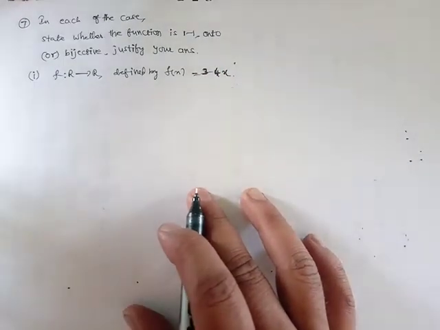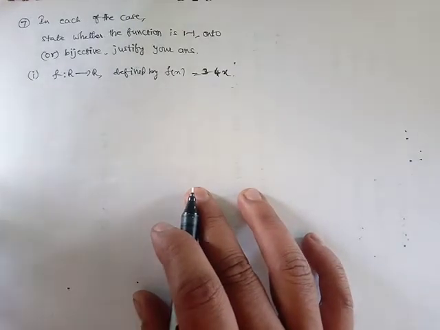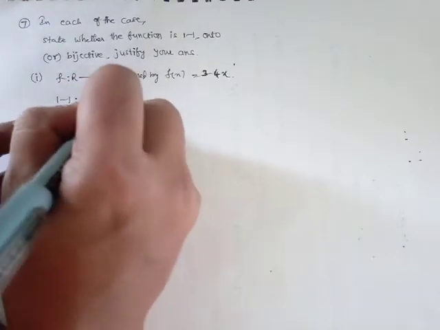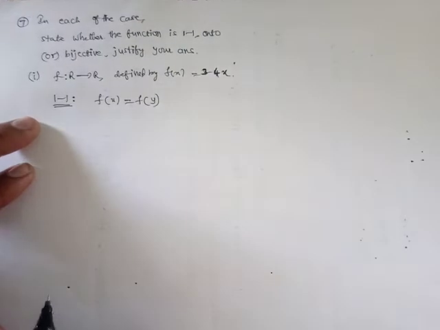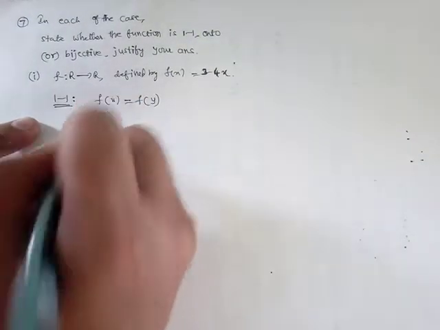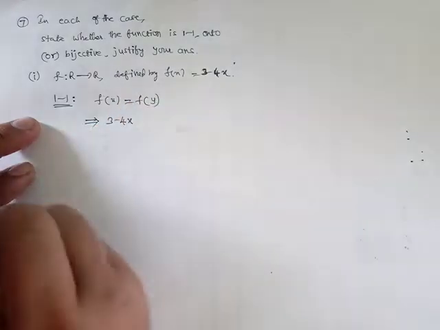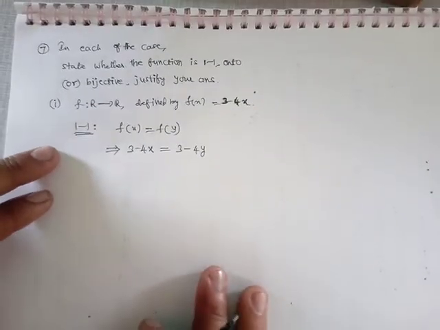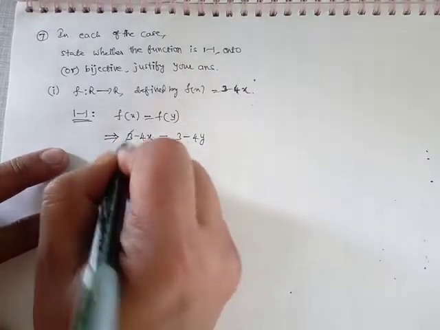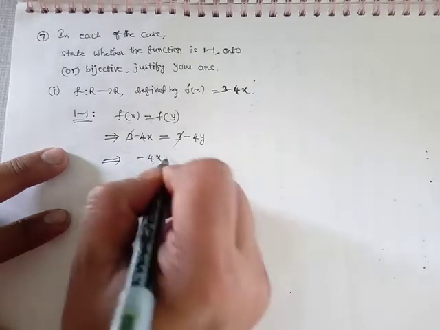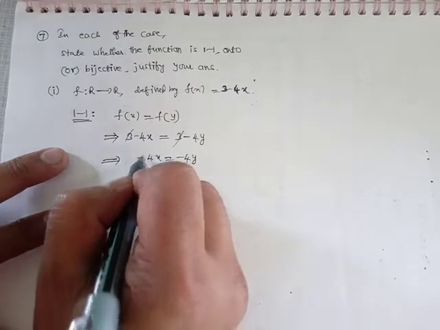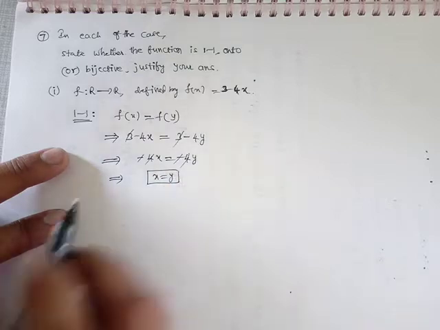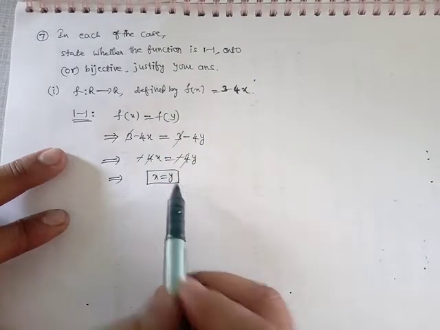f is a mapping from the real number system to the real number system, and we check whether it is 1-1 or onto. To check for 1-1, f(x) = f(y). This implies 3 - 4x = 3 - 4y. Cancelling the 3 and 3, -4x = -4y. The minus signs cancel, the 4 and 4 cancel, so x = y. f(x) = f(y) implies x = y.